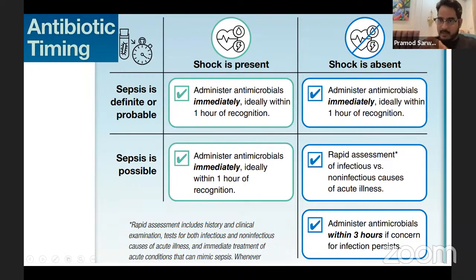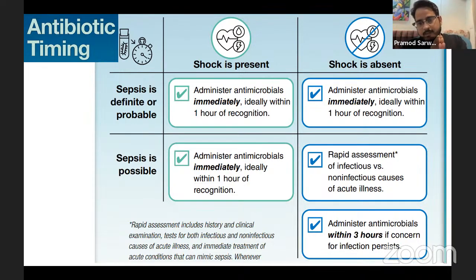Now, the concern about antibiotic timing was that if by chance there is any alternate diagnosis, so they have sort of dissected it. If your patient is very sick, he is in shock, you should administer antimicrobial immediately upon the recognition of sepsis within 1 hour. Now, if my patient is relatively stable and I think maybe some alternate diagnosis, if I think that the sepsis is definite or probable, I will start antibiotic immediately.